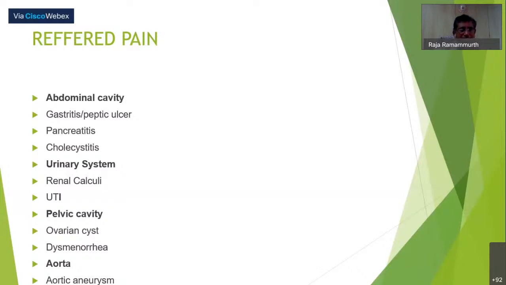Then the next one is the aorta, right? If we consider the aortic aneurysm, it also induces pain at their back, so the patient will be directed to the cardiologist for further evaluation. So the referred pain, and the other important terminology, which is called radiating pain.